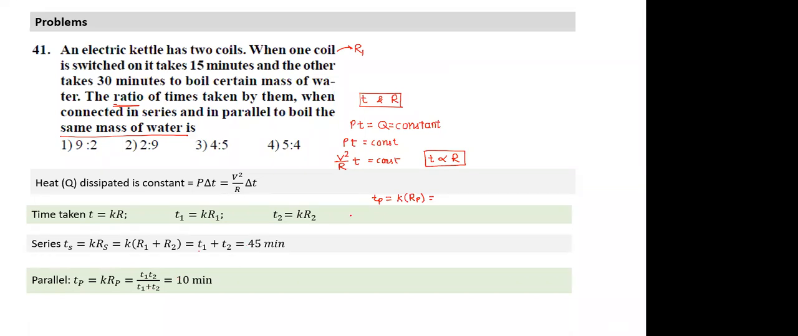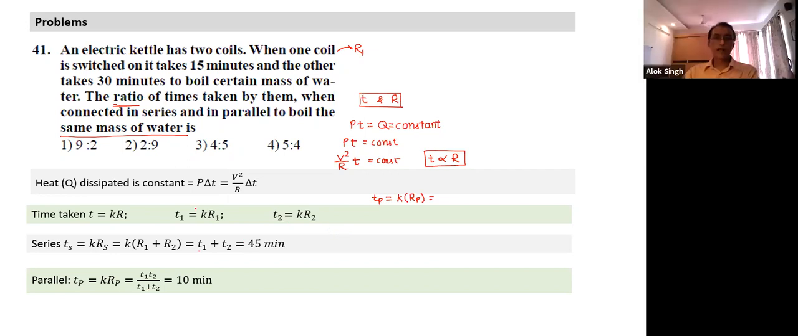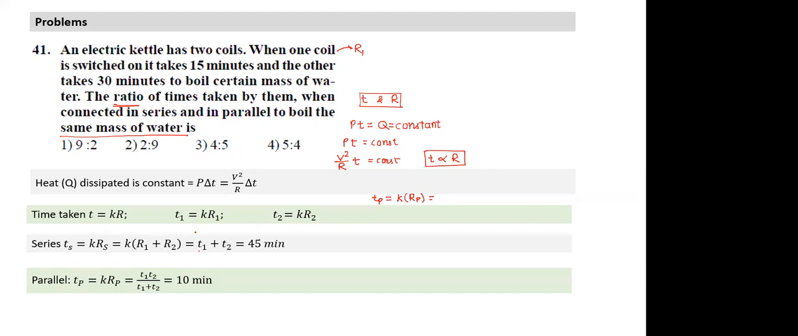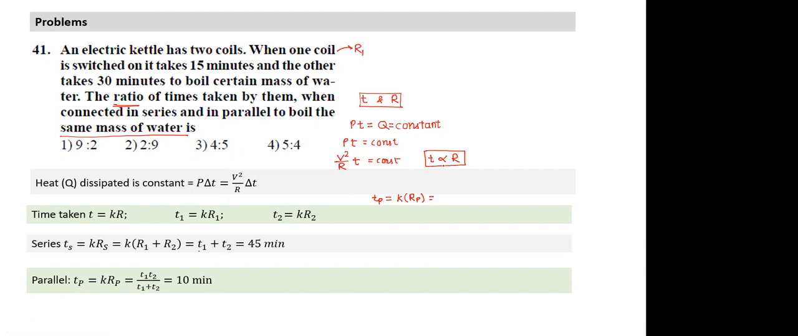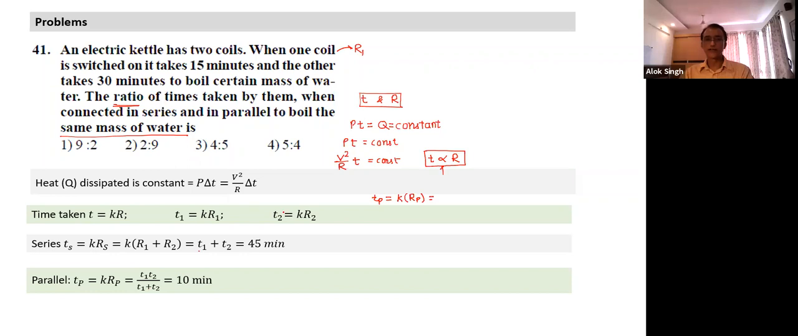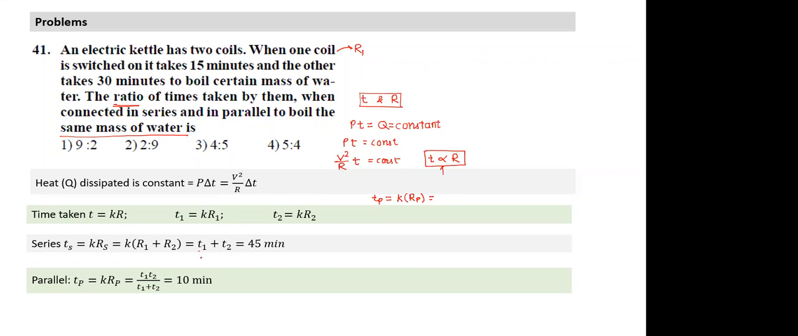Sir, can't we take one as R and the other as 2R? We can do that, but that also comes after writing this equation. I mean, directly you can take the ratio of the series and parallel. You can do that, but even there, this is the starting point. How do we take 2R? It comes from here only. Then afterward you can solve in different ways.